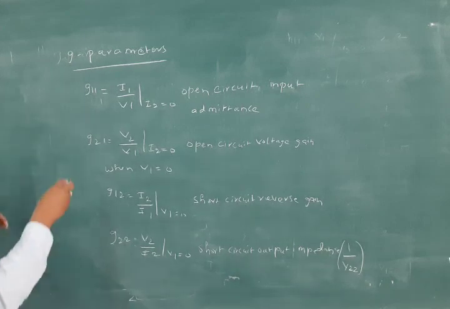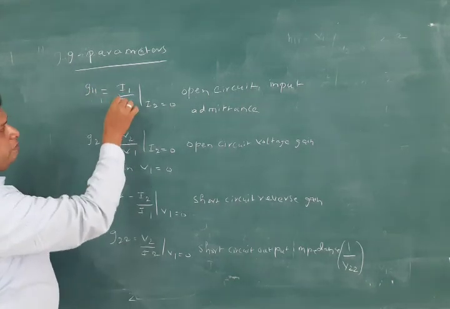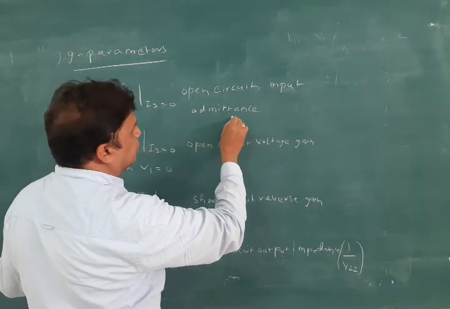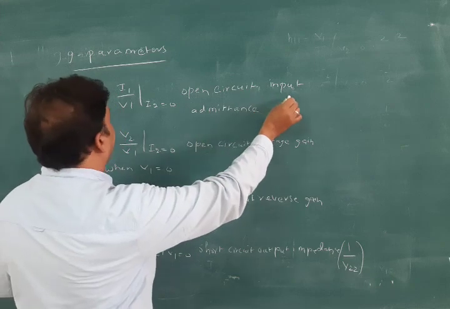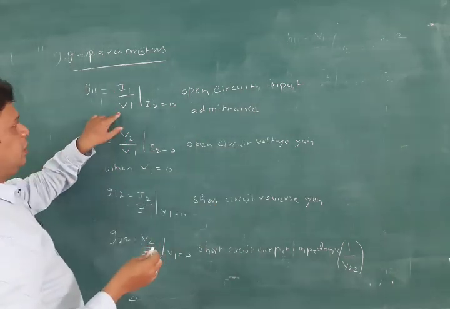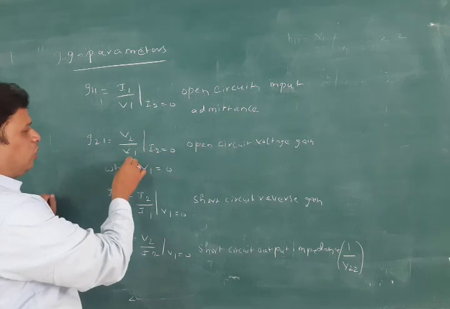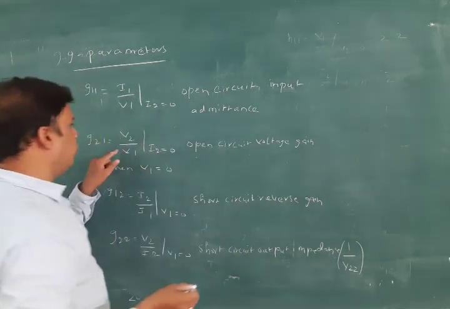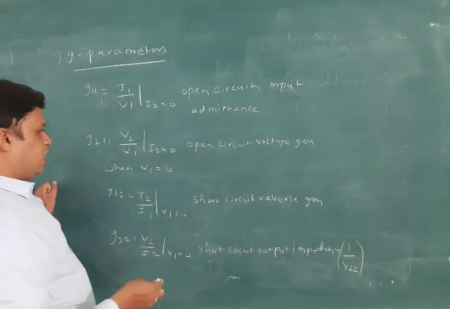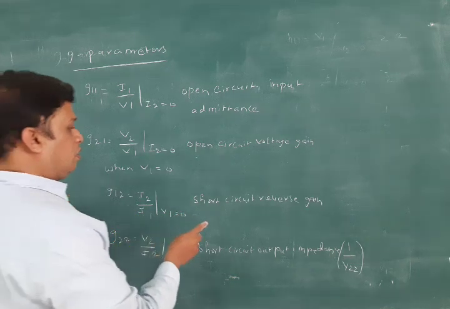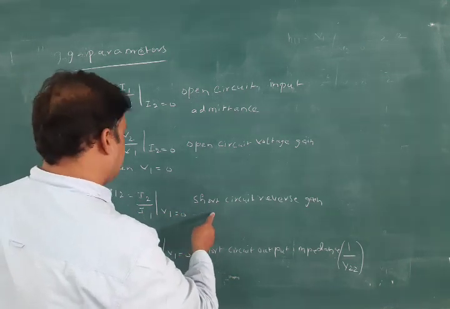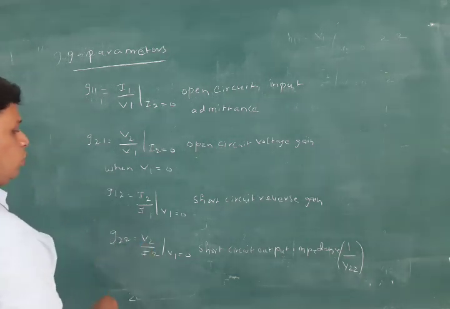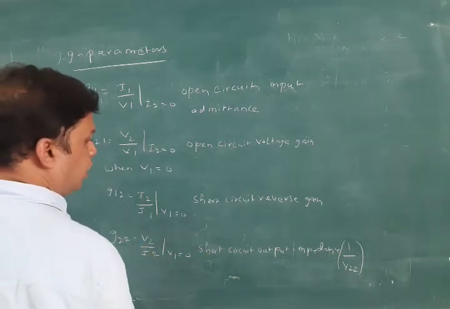We have already written that G11 is equal to I1 by V1 at I2 equal to 0, which means open circuit input admittance. Why? Because I1 by V1 is called admittance. And what is G21? V2 by V1 at I2 equal to 0 is the open circuit voltage gain. And G12 is nothing but your short circuit reverse gain, and G22 is equal to V2 by I2 at V1 equal to 0, the short circuit output impedance.